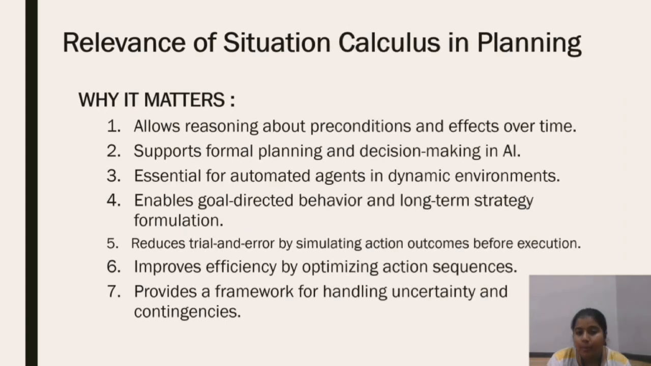Then what is the importance of situation calculus? It basically allows us to represent logic in the form of actual propositions. That is why situation calculus is important. Then it helps us to build automated agents in dynamic environments. It reduces trial and error by simulating action outcomes before execution, and it provides a framework for handling uncertainty. Obviously, the agent is going to work in an uncertain environment, and that is why it will require a framework for handling that uncertainty.